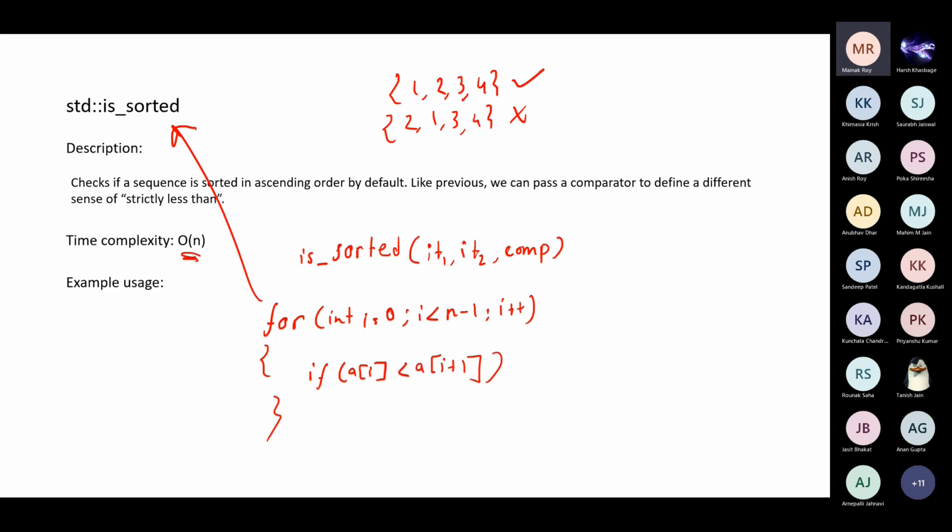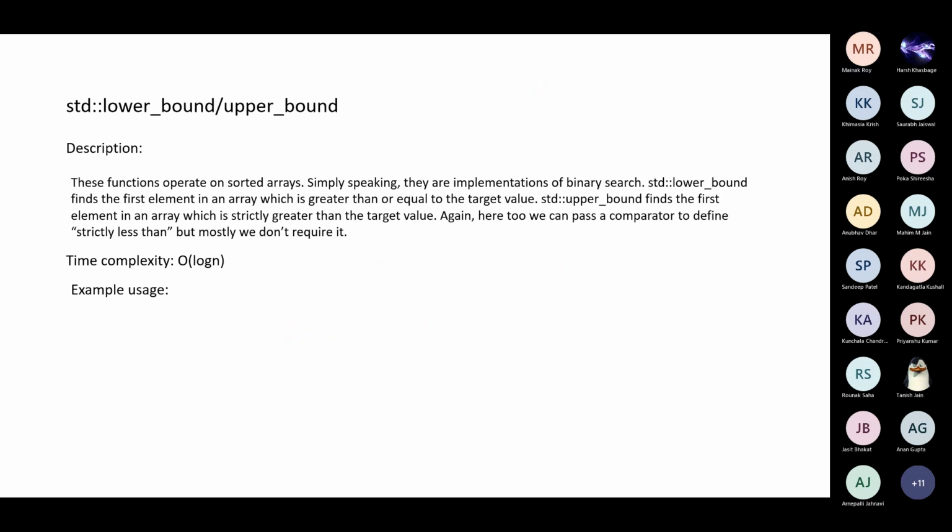Any questions? Okay. Next slide. So now we are looking at two interesting functions. These are called lower bound and upper bound. What lower bound and upper bound do is basically they are implementations of binary search.